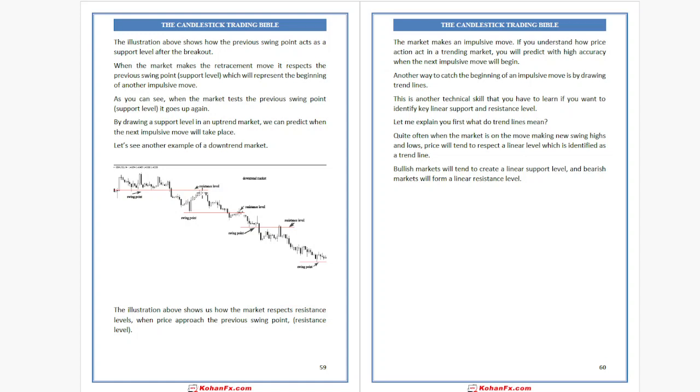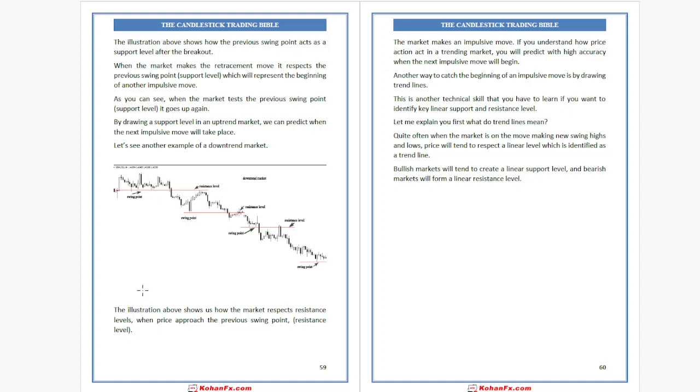Swing point, impulsive move, swing point, resistance level, swing point, resistance level, impulsive move. The illustration above shows us how the market respects resistance level when price approaches a previous swing point resistance level. The market makes an impulsive move. If you understand how price action acts in a trending market, you will predict with high accuracy when the next impulsive move will begin.